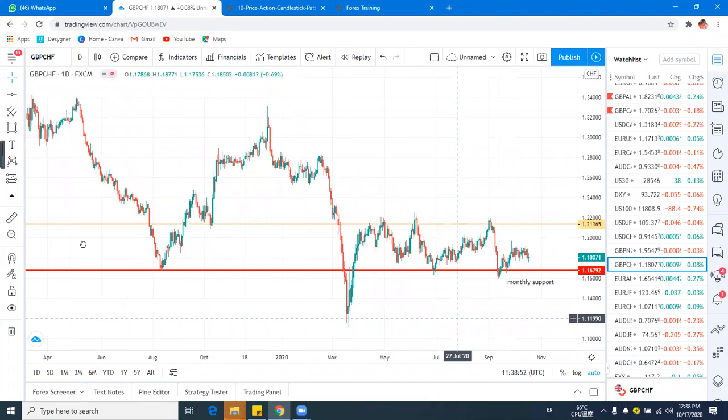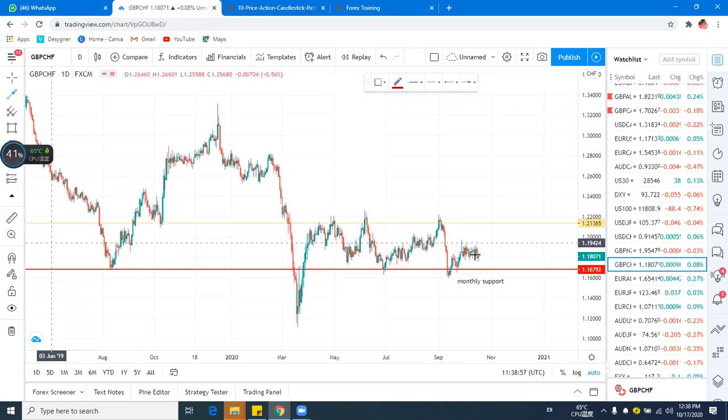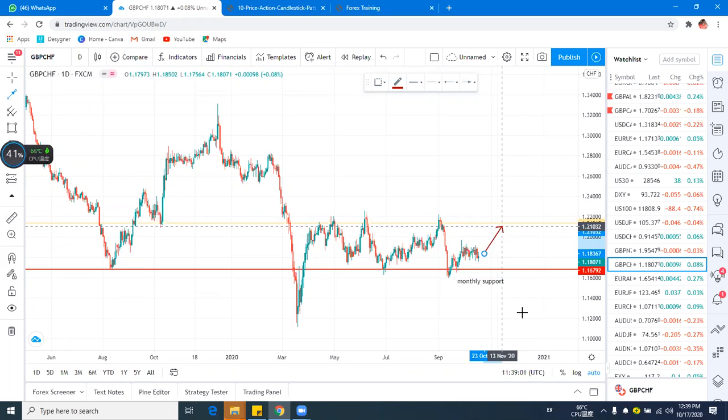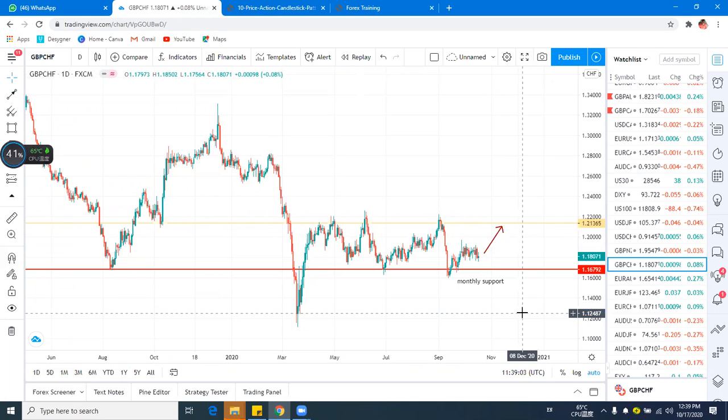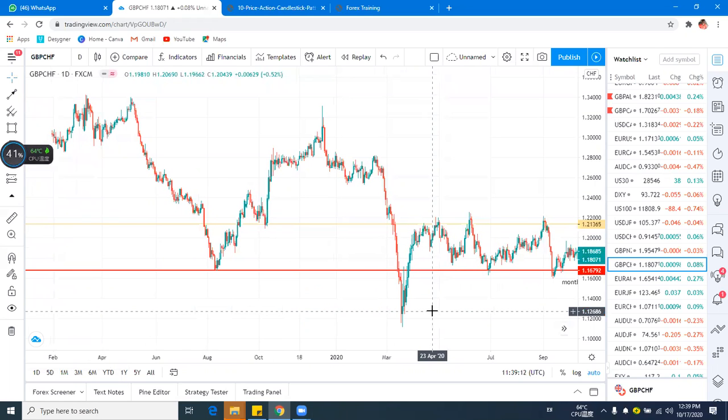Will the market pull up? Will the market move up? We are still watching. Now, we have identified a zone. This is a zone on the daily that we have identified. Now, we want to identify more zones. We want to do what? We want to identify more zones.